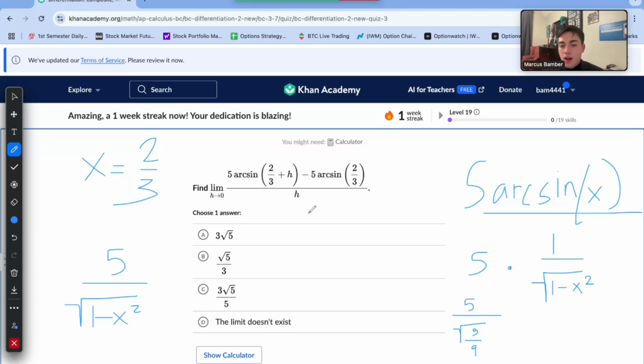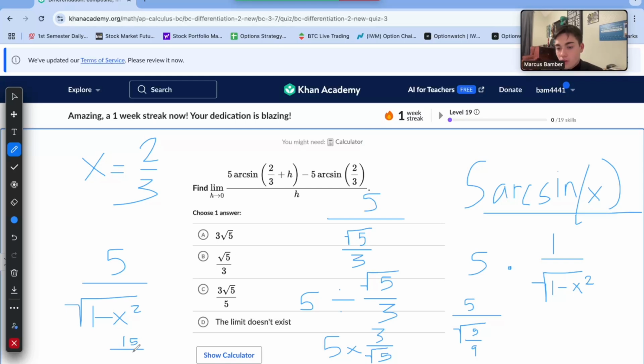Notice we're going to have to simplify this, because it doesn't match any of the answers. 5 is in our numerator. The denominator is now square root of 5 over square root of 9, which is 3. And now we have 5 over square root of 5 over 3. We can turn this into horizontal notation: 5 divided by, with this sign, square root of 5 over 3. You might remember from 4th grade, keep change flip: 5 times 3 over square root of 5, which gives 15 over square root of 5.